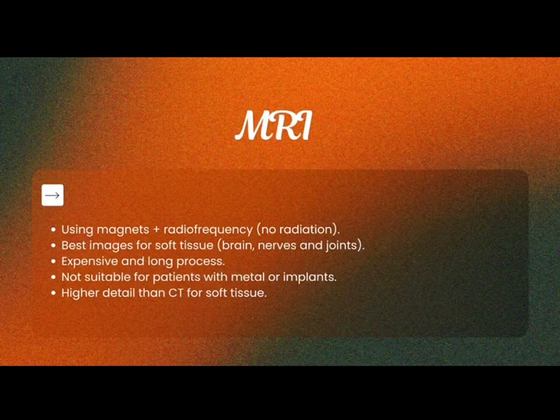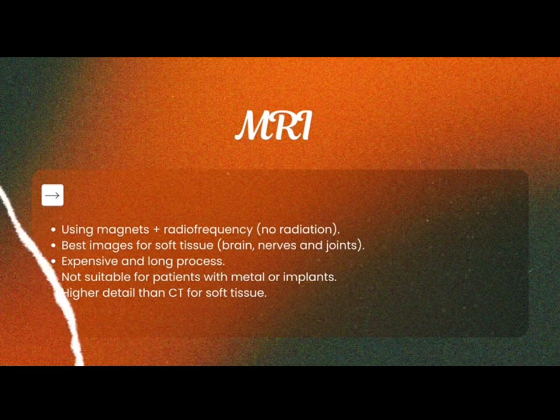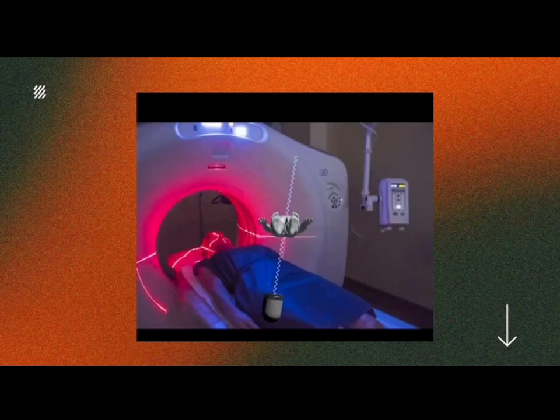Finally, MRI uses strong magnetic fields and radio frequency waves without using radiation. It provides the highest image quality for soft tissues and offers greater detail than CT scans, especially for the brain, muscles, and ligaments. However, MRI is more expensive and requires a longer scanning time. In addition, it is not suitable for patients with metal objects or certain implants due to safety concerns. And this is the video for the MRI method.